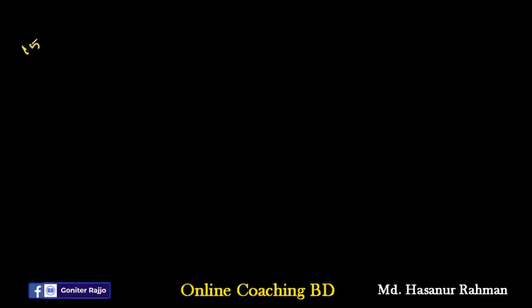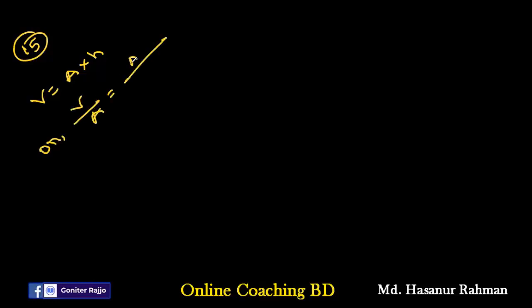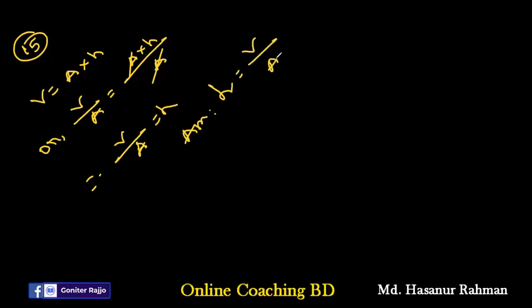Now, number 15. Number 15 says, from the formula for the volume of a box in terms of the base area and height, V equal to A multiplied by H. Here A is called the base area, H is called the height. From this formula, express H in terms of V and A. So, if we divide A from both sides, what will we get? V divided by A equal to A multiplied by H by A. If we cancel A and A, then V by A equal to H. So our final answer will be H equal to V divided by A.